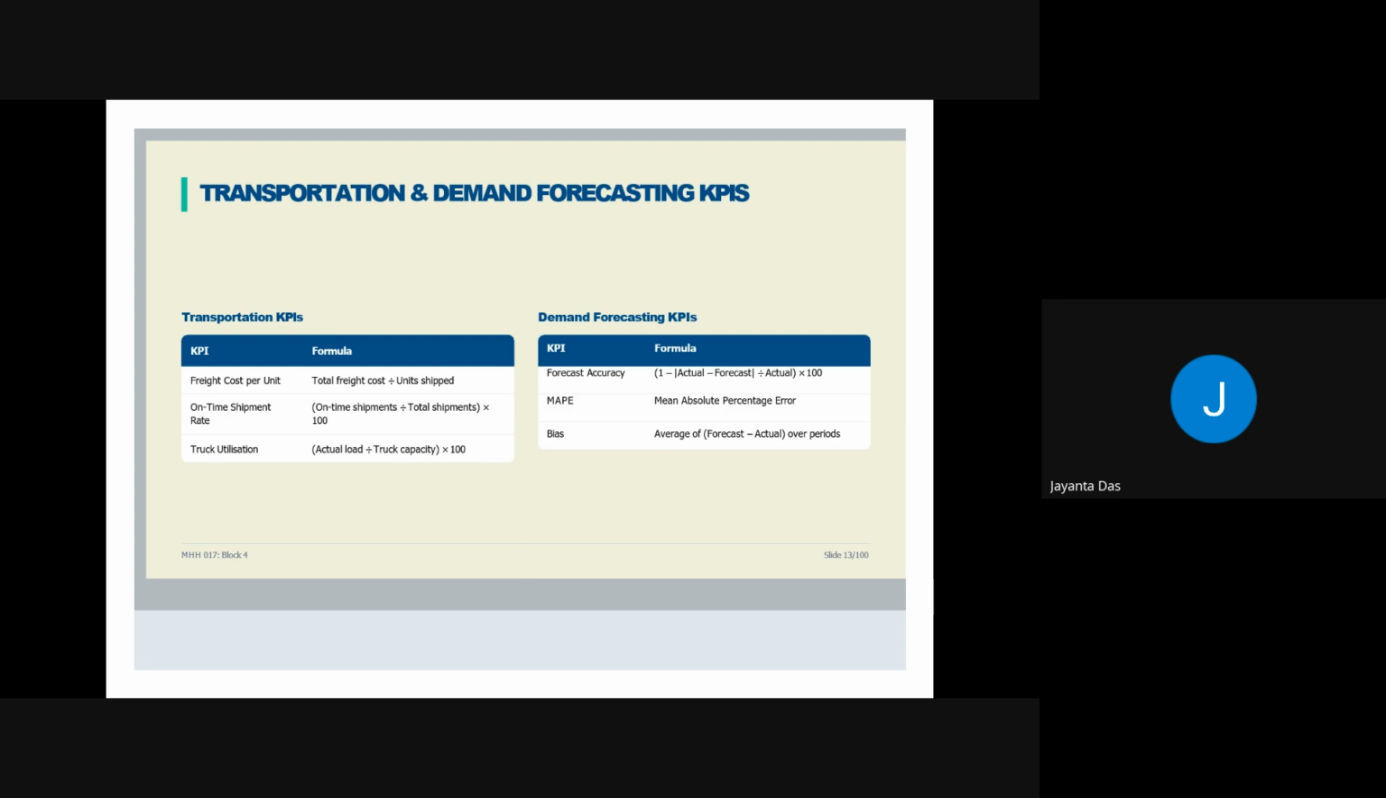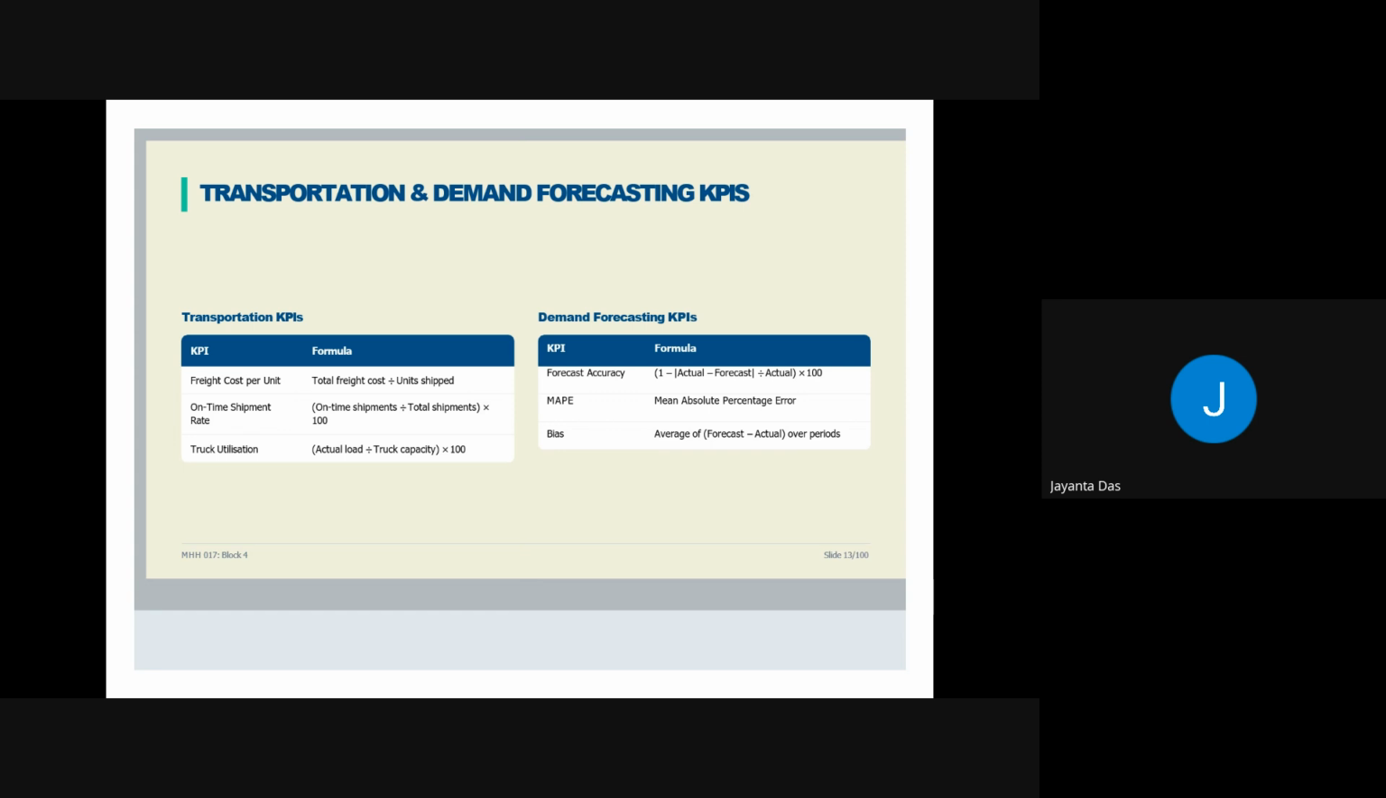Another one is transportation and demand forecasting KPIs. Transportation KPIs are freight cost per unit, that is how much cost we are incurring, on time shipment rate, whether shipments are being made on time or not, and truck utilization, that is how much of the truck is being used on the road.